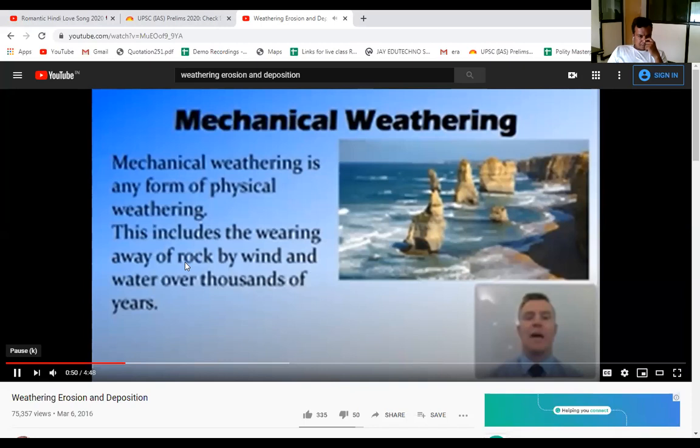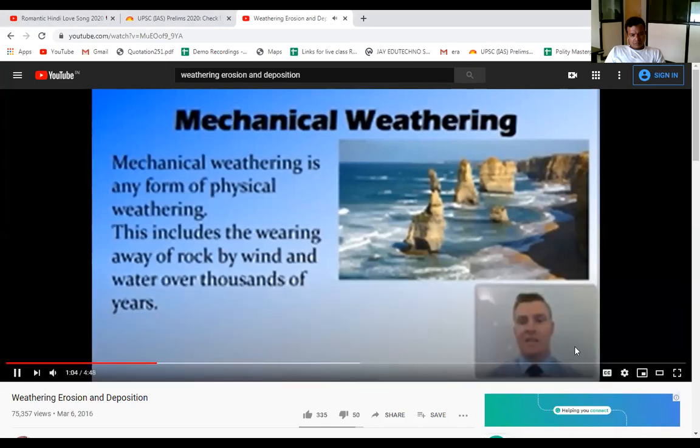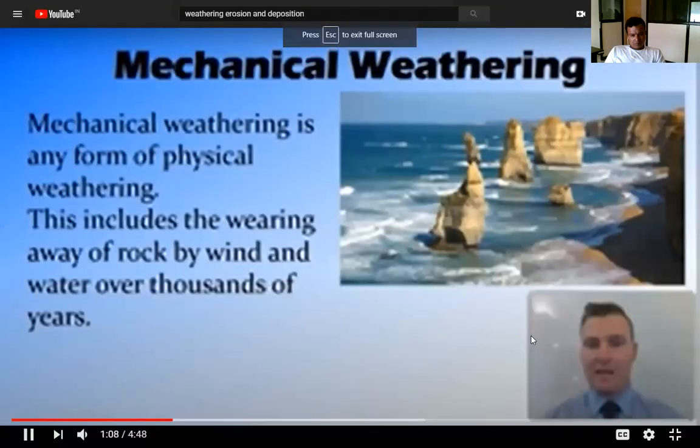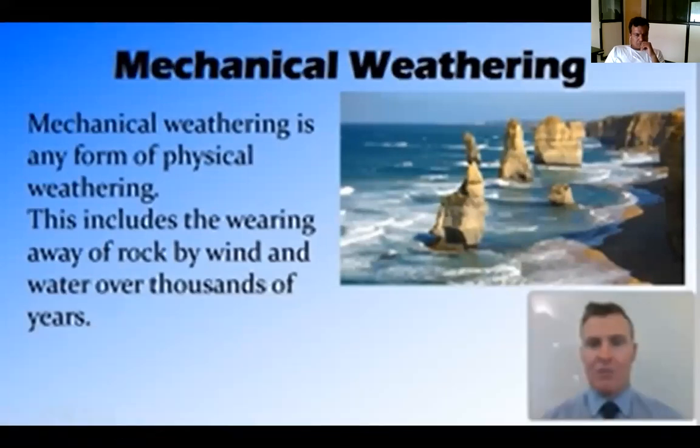This is where rocks are being turned into sediments. So this could include the wearing away of rock by water. The waves of the beach lashing up on the shore wear away the rock at the bottom. You can see here a picture of the Twelve Apostles, where the waves lashing up against that rock are causing the rock to disappear. So we see all these little bits where mechanical weathering is occurring from the waves.